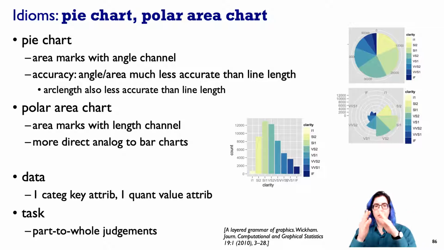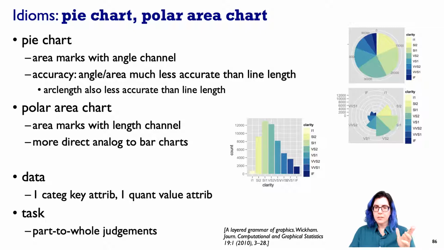They definitely have variable area. There's definitely an angle going on with the pie chart. There's been a fair amount of discussion about whether what we're actually perceiving is the area or the angle or maybe the arc length of the arc on the outside of the circle. But whichever one of those three it is, those are all less accurately perceived than line length, which is what we see in the analog, which is a bar chart.